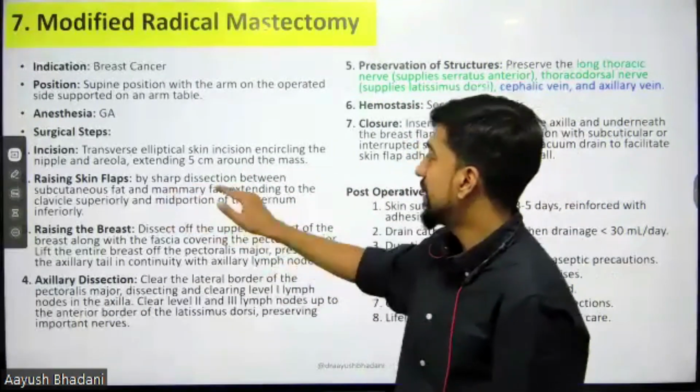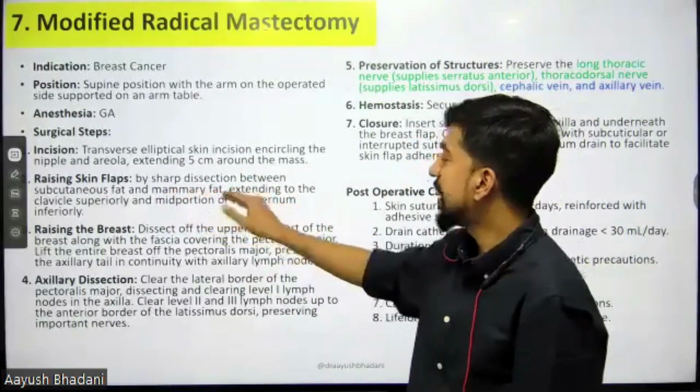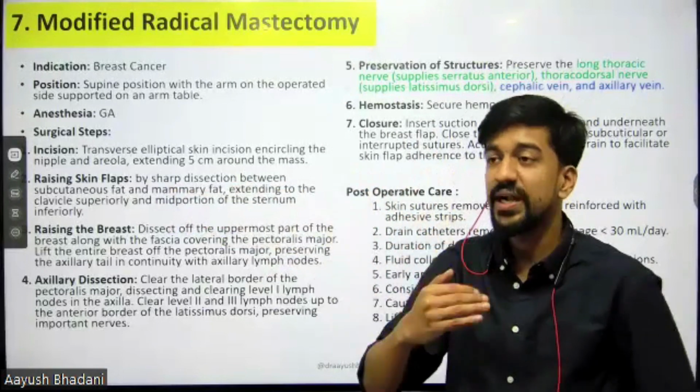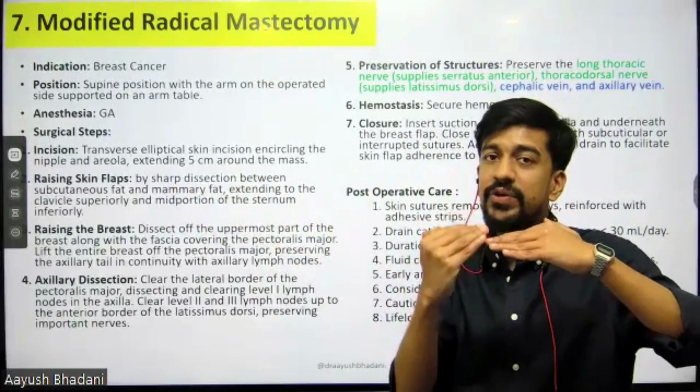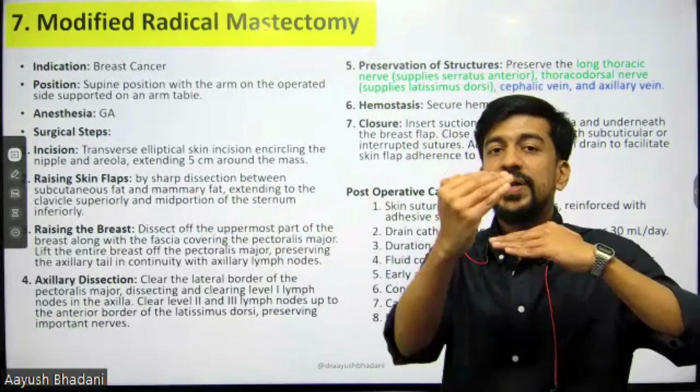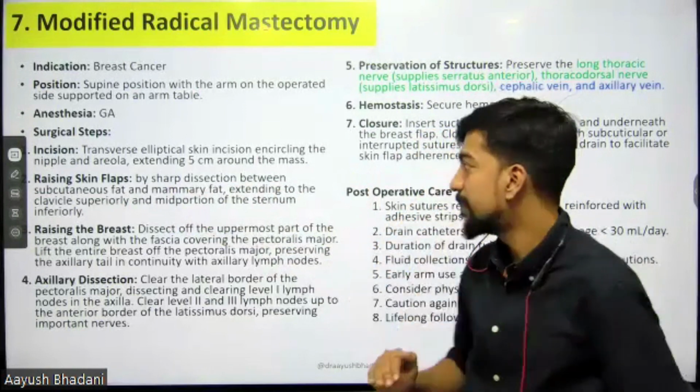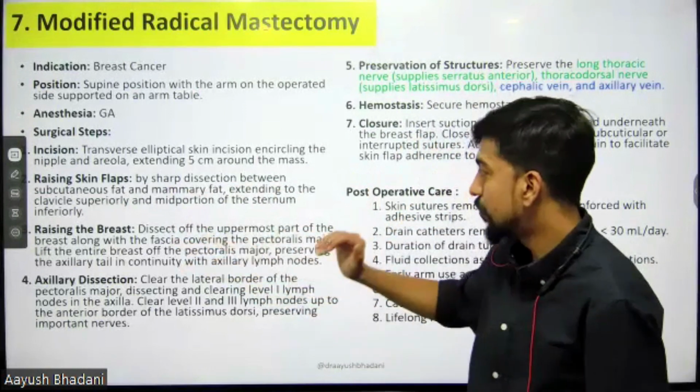We raise the skin flap by sharp dissection between the subcutaneous fat and the mammary fat. As I said, there are two kinds of fat. You need to delineate that plane between the subcutaneous fat and the breast tissue fat, and then raise the skin flap. Raising the breast. How do we raise it?